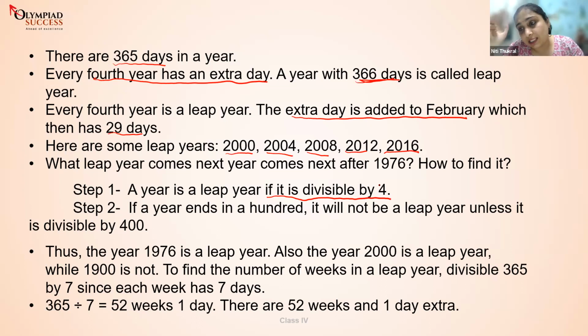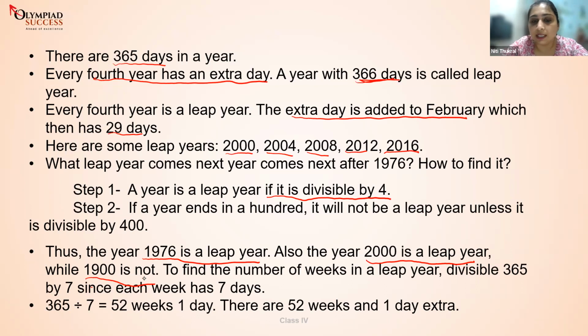So what was the last leap year before 2022? Anybody can tell me? Yes, 2020 was a leap year, and now next year will be 2024. Absolutely correct. Very good. Now the year 1976 is a leap year and 2000 is a leap year. You can see that. But 1900 is not a leap year because it is not divisible by 4.